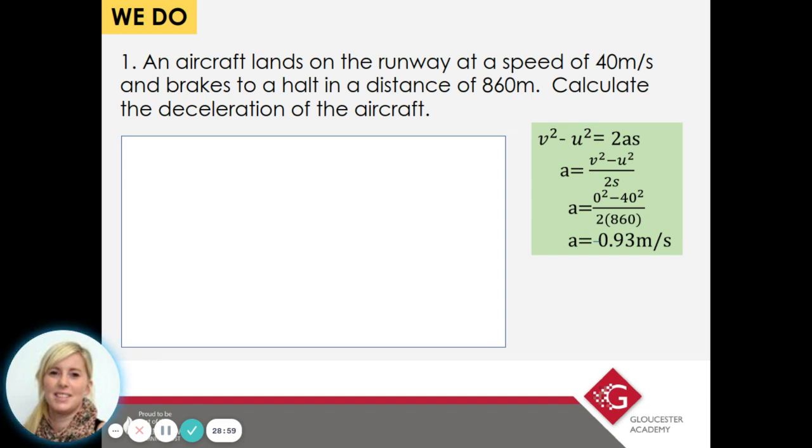So then we start to put in the numbers. What is our final velocity? It's 0 because it comes to a halt. What was it at the beginning? It was 40. So you do that bit first, and then you divide that by 2 times 860. And remember, why is it divide? Because they were on the other side and they were being times, but when you moved over, they become divide, and you get a final answer of 0.93 meters per second.